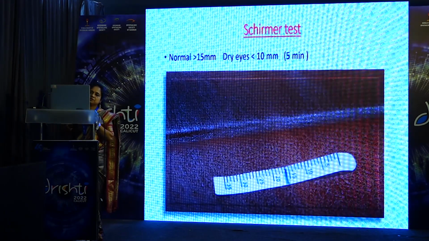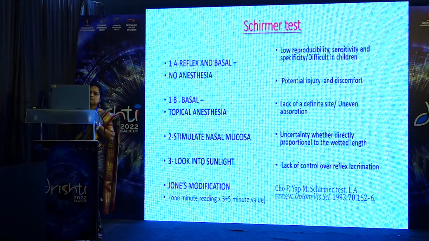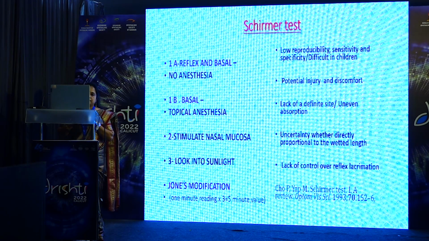The normal value should be more than 15 millimeters. If it is less than 10 millimeters in 5 minutes' time, it is supposed to be dry eyes. We can mark it with a pen and then stick it with transparent tape onto the patient's file as well. The Schirmer 1A is done without instilling any topical anesthesia. It measures both reflex and basal secretion, whereas if we instill a drop of anesthetic agent, we can measure the basal secretion.